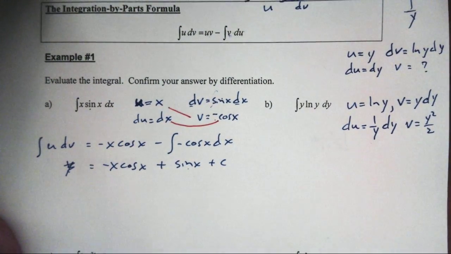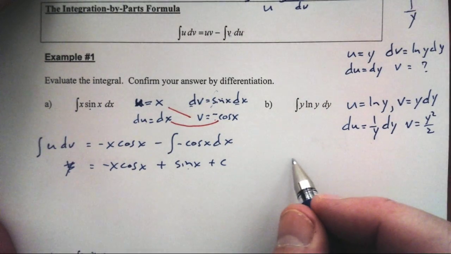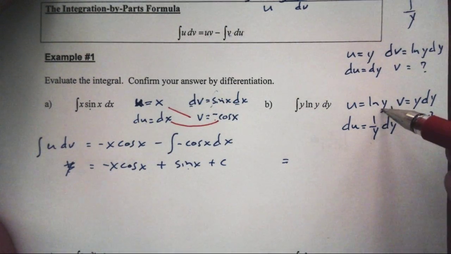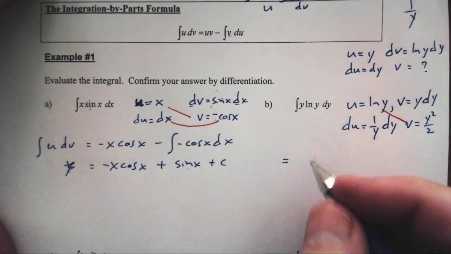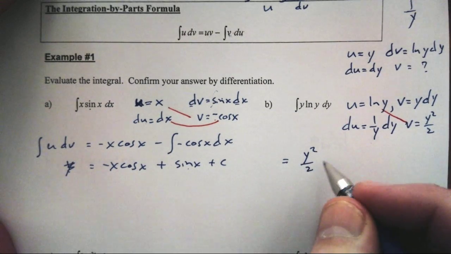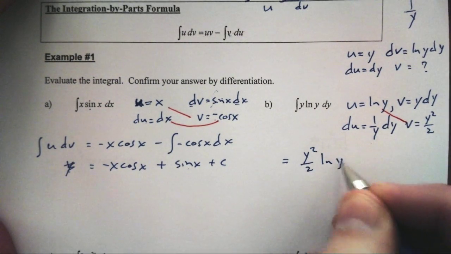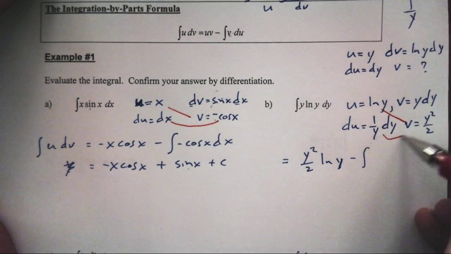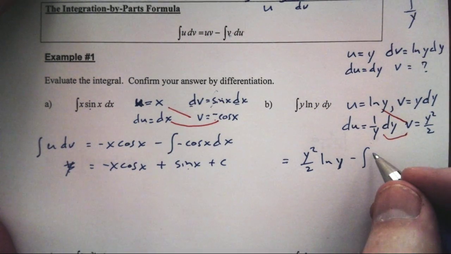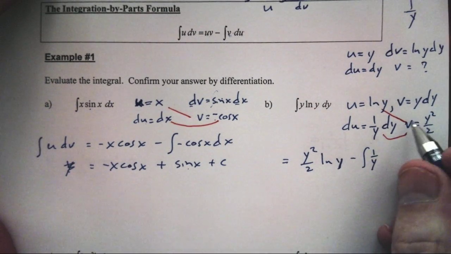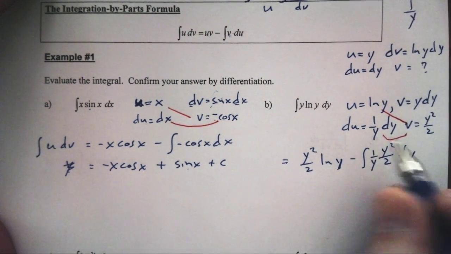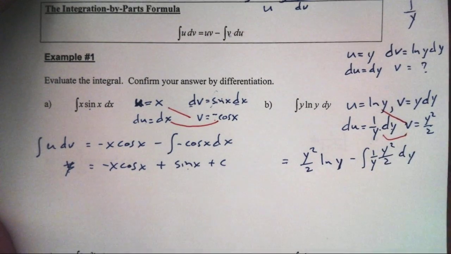Sorry, sliding this thing all over the place. So what do I get? I get my integral equals uv, again, diagonal, uv, that's y squared on 2 ln y, minus the integral of, I'm going to put the 1 on y here, I'm going to save the dy for last, the y squared on 2 there, and the dy last.